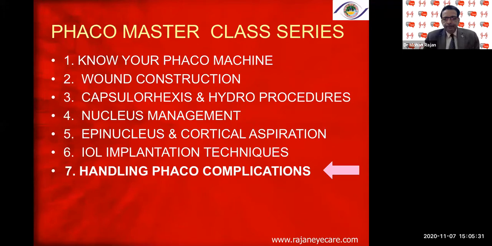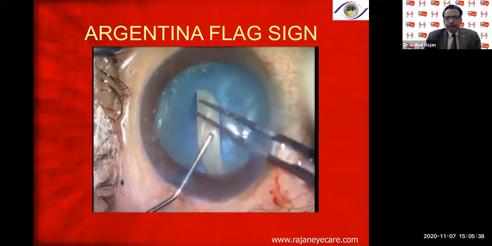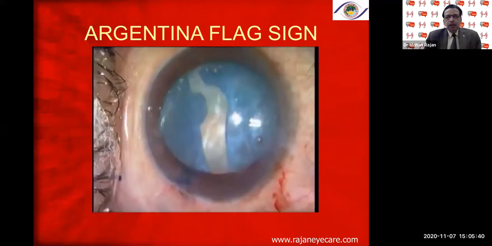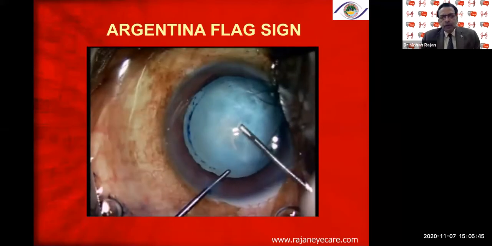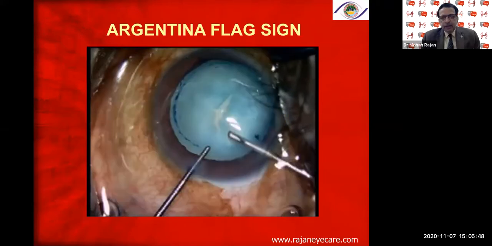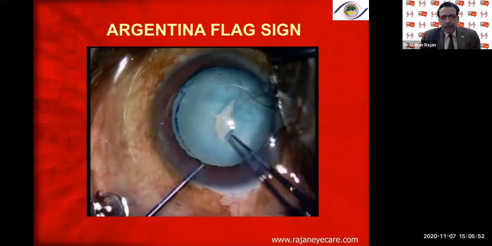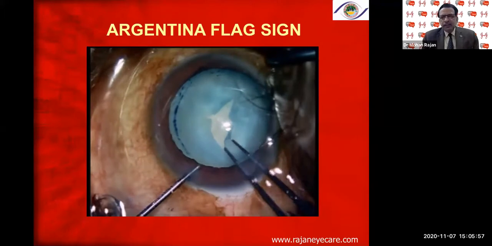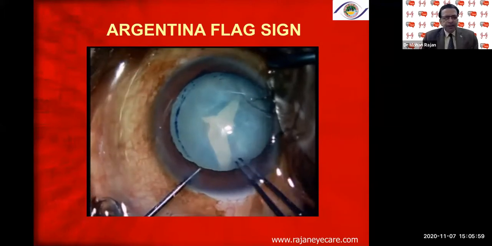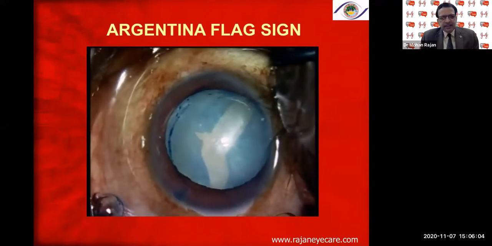Let me see here. Capsular rhexis: this is the Argentina flag sign, as you know. It is a very intumescent cataract because of the high interlenticular pressure. This Argentina flag sign, of course, can be prevented. We talked about it during the capsular rhexis, but again, I will just mention it. But once you get an Argentina flag sign like this, because of the high interlenticular pressure, the normal dilemma for the surgeon is whether to continue with the phacoemulsification or convert into an ECCE or a SICS.